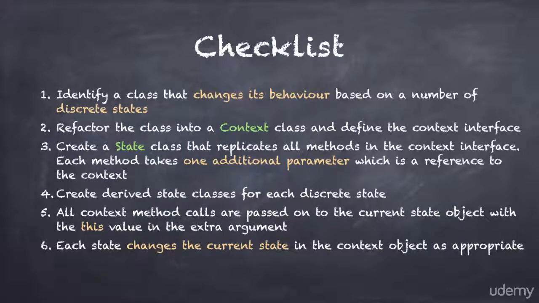Create derived state classes for each discrete state. Each derived class only overrides the methods it needs to override. All context method calls are passed on to the current state object with the this value in an extra argument. And finally, each state changes the current state in the context object as appropriate.